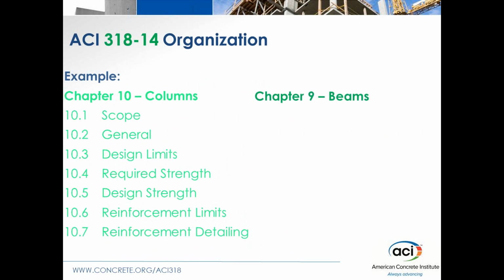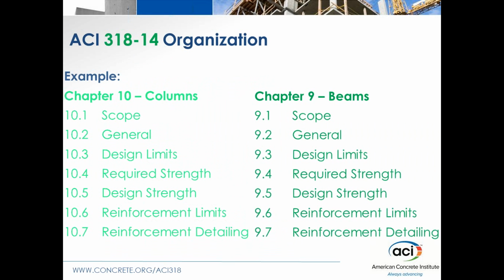Now we're going to give another example and I'd like to see what you think. Chapter 9 is beams. So in Chapter 9, in beams, how do you think it is going to flow? With the reorganization and usability of the code, what would you expect that chapter to be? Well, 9.1 is scope. 9.2 is general. 9.3 through 9.7 are exactly the same for that member type.